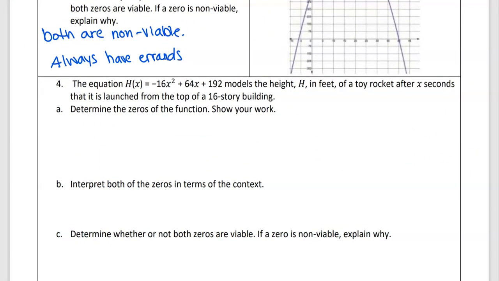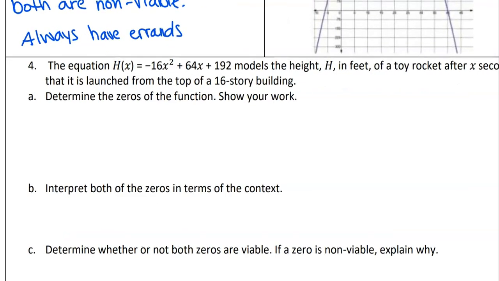The equation h of x equals negative 16x squared plus 64x plus 192 models the height in feet of a toy rocket after x seconds, launched from the top of a 16-story building. Determine the zeros of the function and show your work. So what should we do? How do we determine zeros of a function?